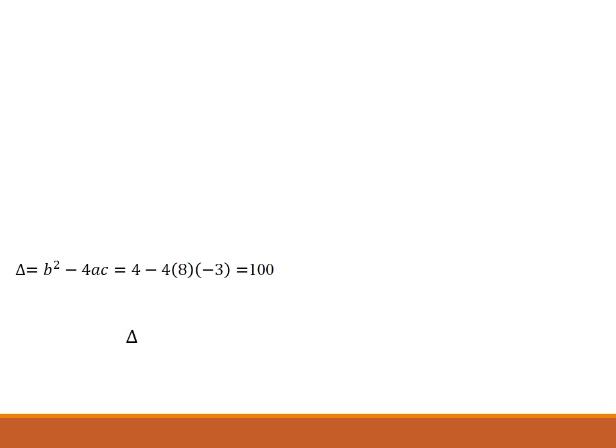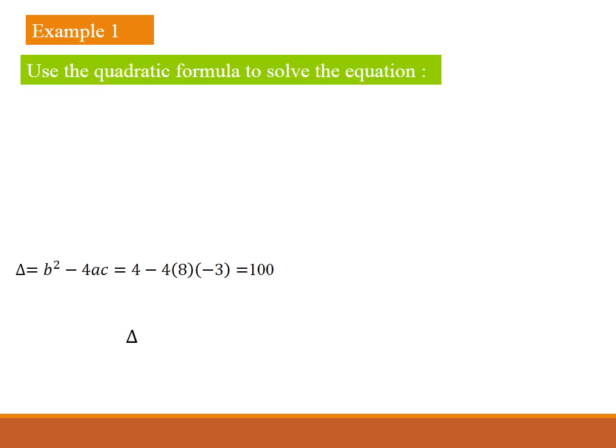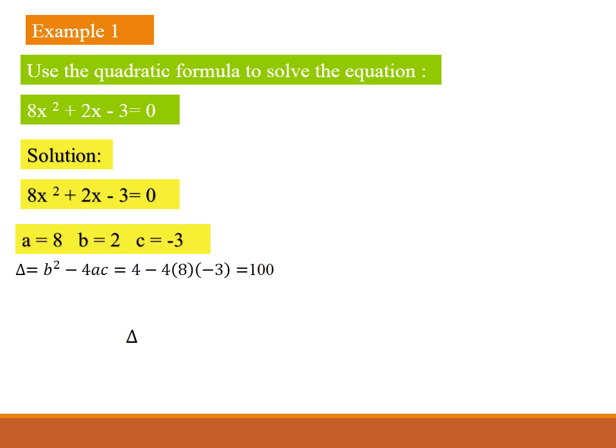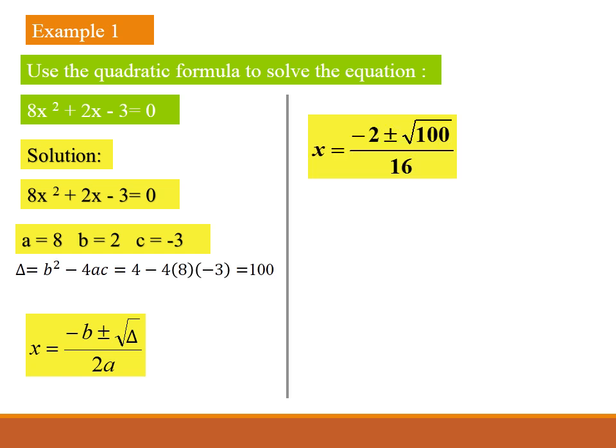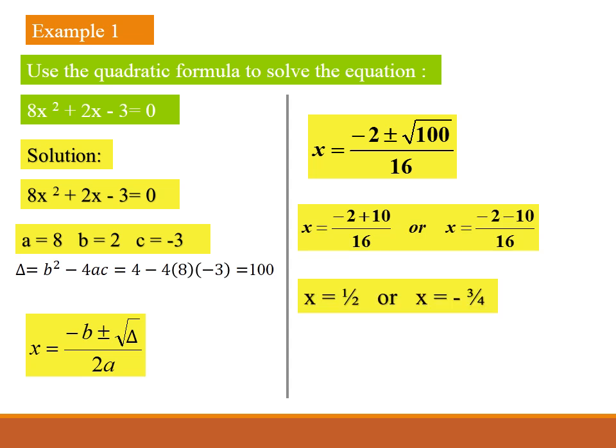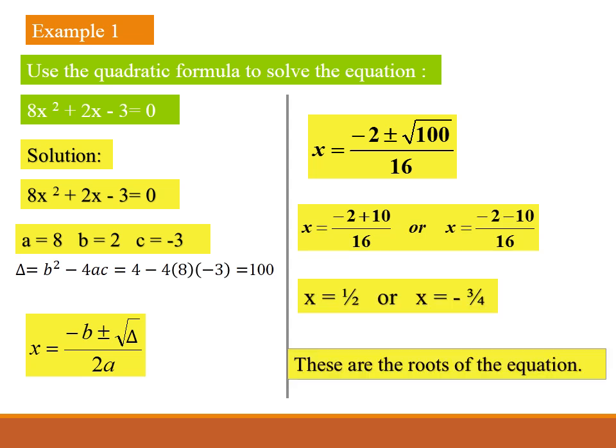Okay? As an example, suppose we have 8x squared plus 2x minus 3. A is 8, b is 2, c is minus 3. Delta, in this case, is b squared minus 4ac, which is 100. Delta is positive, so we have two different roots, or two distinct roots, minus b plus radical delta over 2a, and minus b minus radical delta over 2a. So the two roots are half and minus 3 over 4. So those are the roots of the equation.